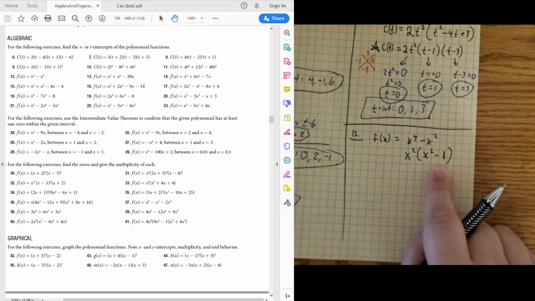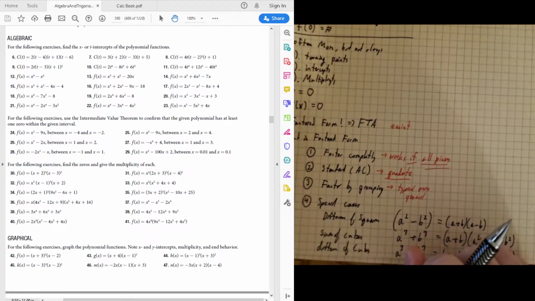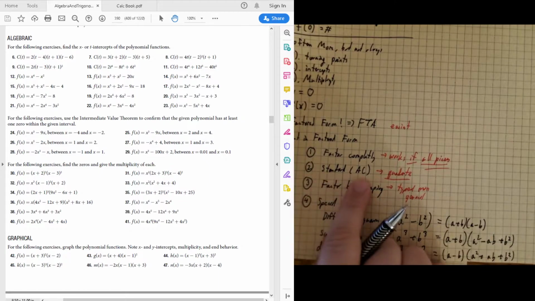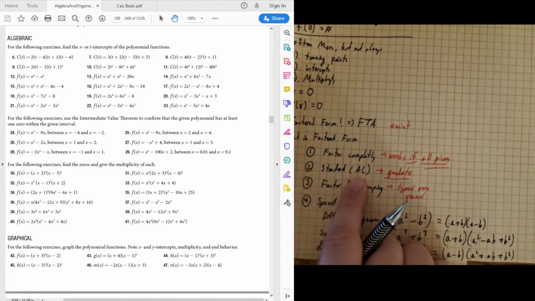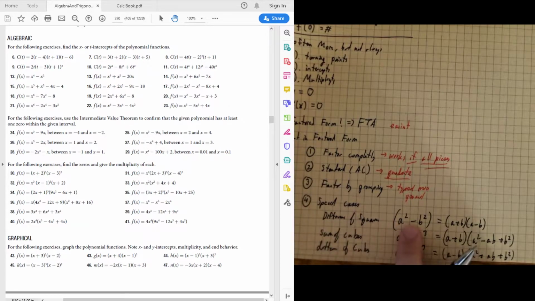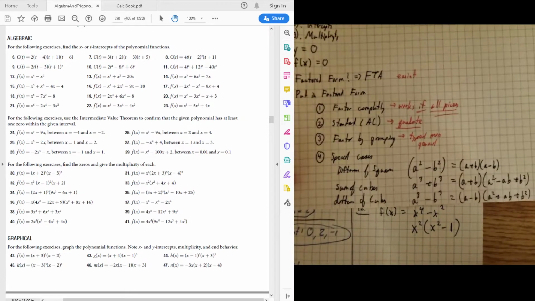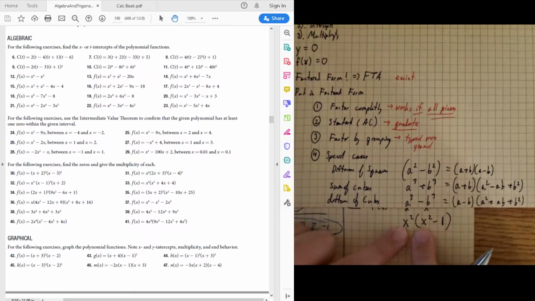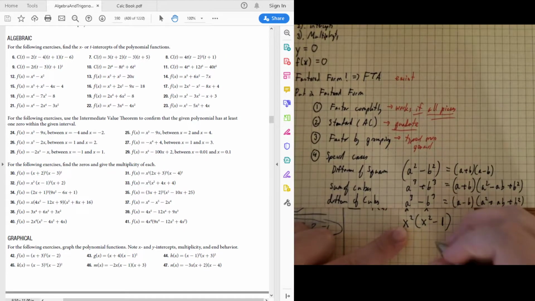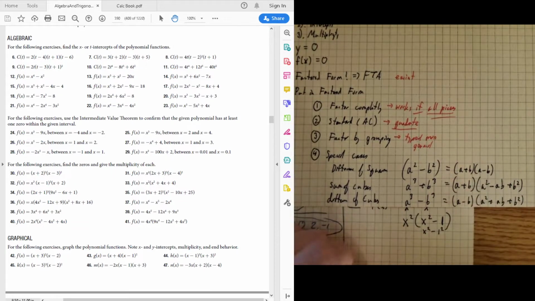Now, I go back to my list. I've done the first one. Check. Now, I could go to the AC method and start going from there. But in fact, I'm actually going to go to this bottom one because I see it's a special case, a squared minus b squared. In my problem, I have x squared minus 1. So really this is x squared minus 1 squared.